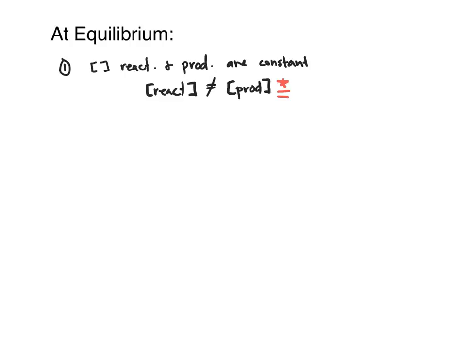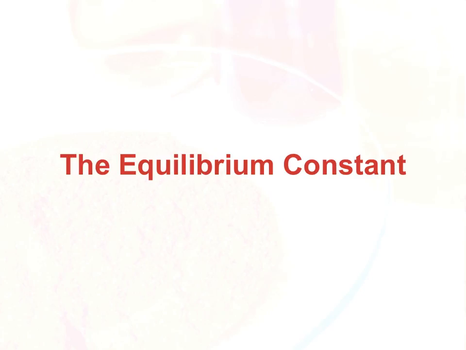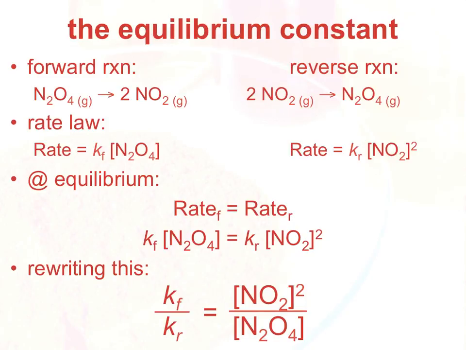The second thing that's true is that the rate of the forward reaction is going to equal the rate of the reverse reaction. All right, so your dynamic equilibrium has been established at that point. Now, the third thing is that the ratio of product and reactant concentrations is going to equal a constant value, and we're going to talk about that constant in detail. So the equilibrium constant is a ratio between the concentrations of our reactants and products. Let's go ahead and look at the derivation of the equilibrium constant.